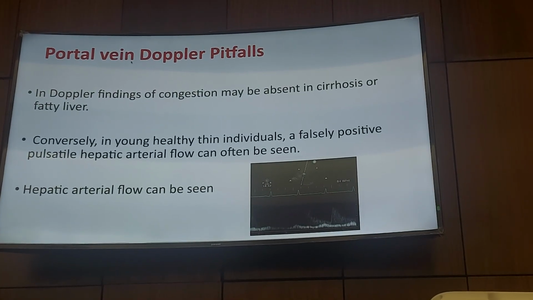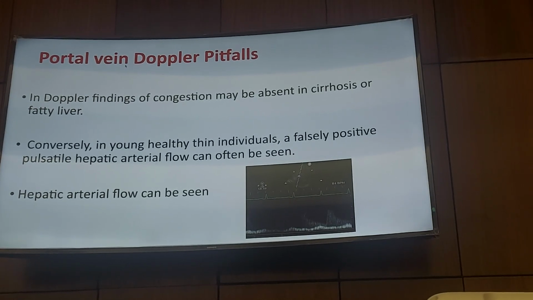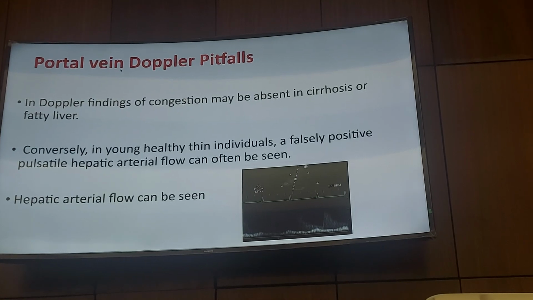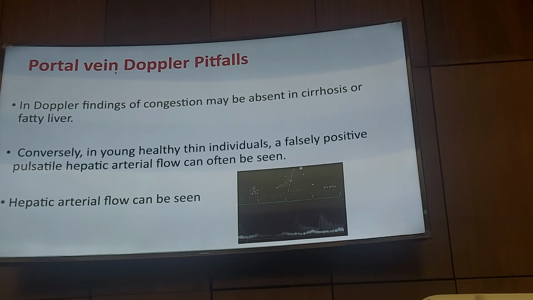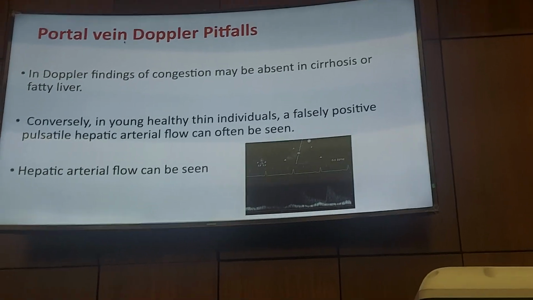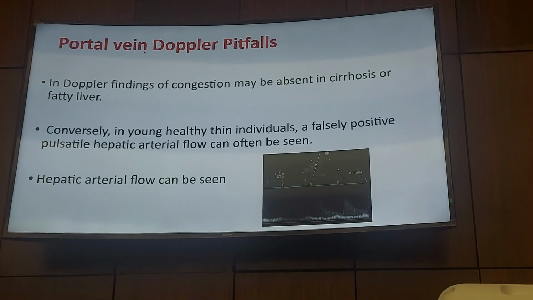There are also limitations for the portal vein. The main limitations again are the liver pathologies. If you have significant liver pathologies, it might dampen the changes in portal venous flow. We have to be careful when we interpret the portal vein, not to mistake the portal vein for the hepatic artery, because they run close to each other.